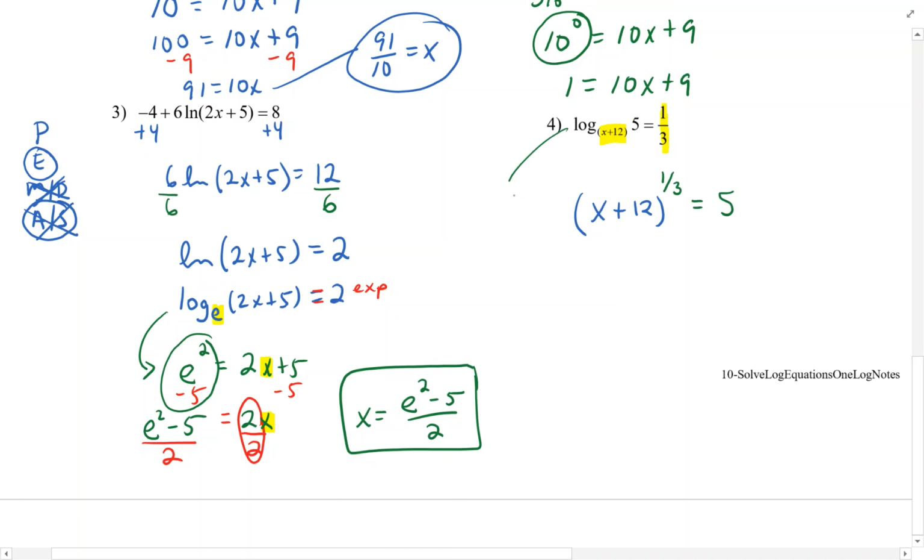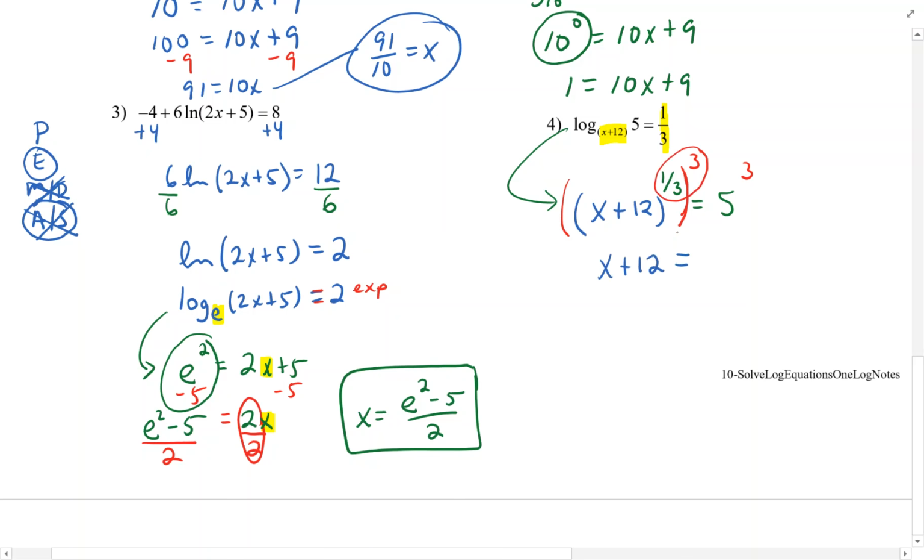So we change all logs into powers. Those are the opposites. And then we go through and try to solve this problem. So we need to get rid of that 1/3. To get rid of that 1/3, which remember also means the cube root, we're going to cube both sides. And whenever we have a power, we multiply. So 3 times 1/3 is 1. So we're left with x plus 12 to the first power.